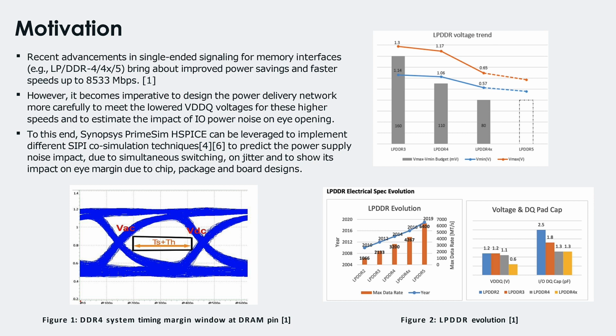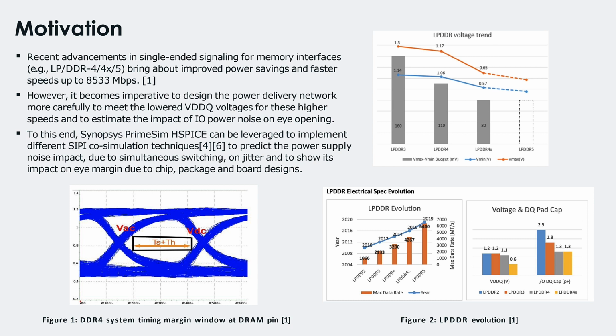As shown here is just a sample DDR4 system timing margin window at the RX pin that shows that in order to meet your setup and hold times, you have a certain opening, and this is shrinking because of lowered voltages and at higher speeds with UI also shrinking. What we're showing here is that we have to design not for SI and PI separately, but for performing a co-simulation where we can see the impact of power noise on jitter and how it interacts with the signal integrity simulations. To this end, we've used Synopsys PrimeSim SPICE, and we've leveraged it to implement these simulation techniques.